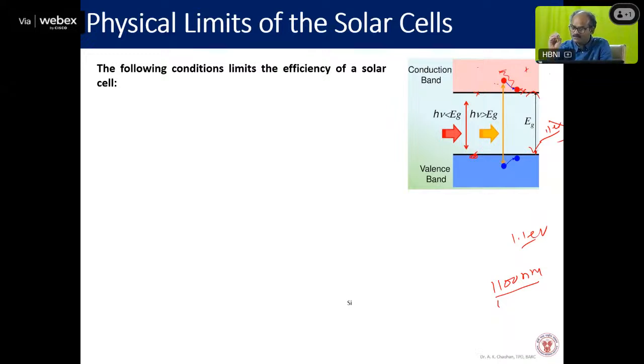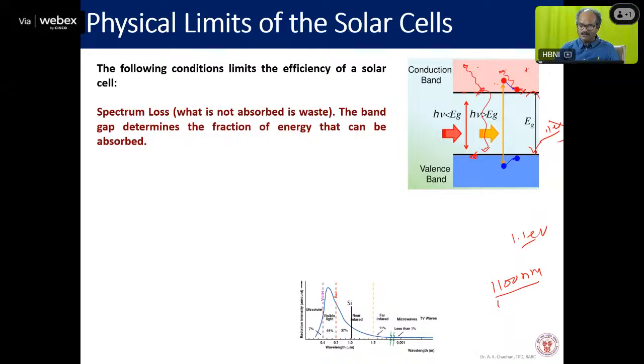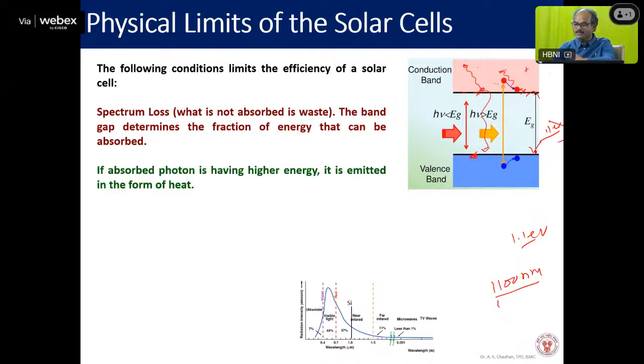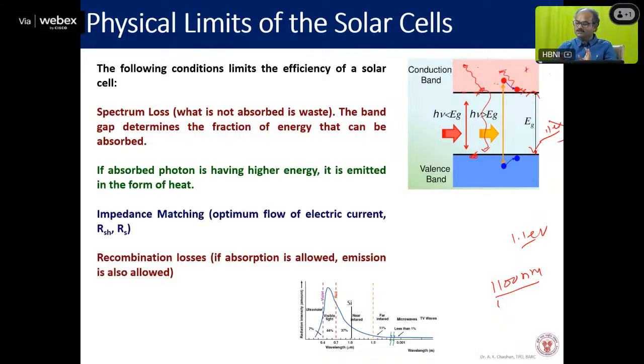Every system wants to achieve the minimum possible energy. So if the electron is here, it will try to reach this point, and actually it will prefer to reach this point only, but to transition from this point to this point it needs to follow certain rules. Because of those rules, it doesn't come here immediately. So this loss is called the spectrum loss. What is spectrum loss in that case? The energy equivalent to 1.1 electron volt is the optimum.